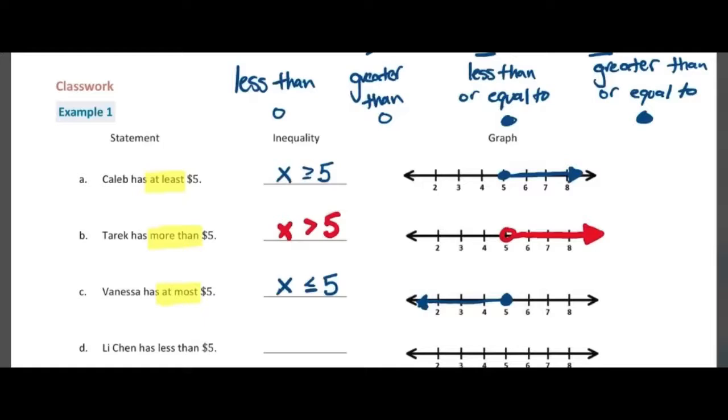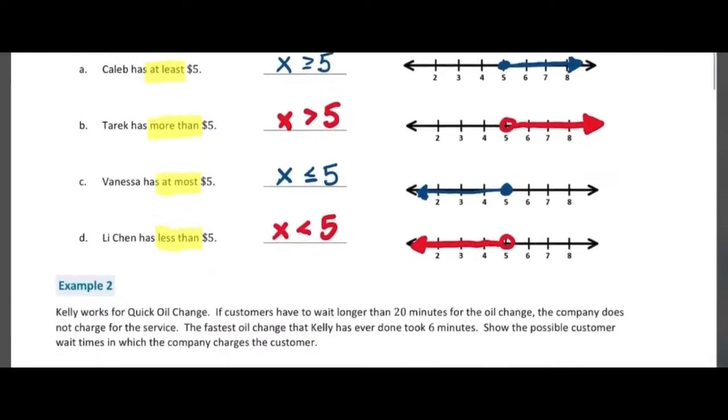Okay. Here's a good one. Lee Chin has less than $5. So X, easy one, less than 5. So ask yourself, is it a closed dot or open dot? Well, I just showed you it's an open dot because it's not including 5. So 5 is less than, it's going to the left. It's going to the left.